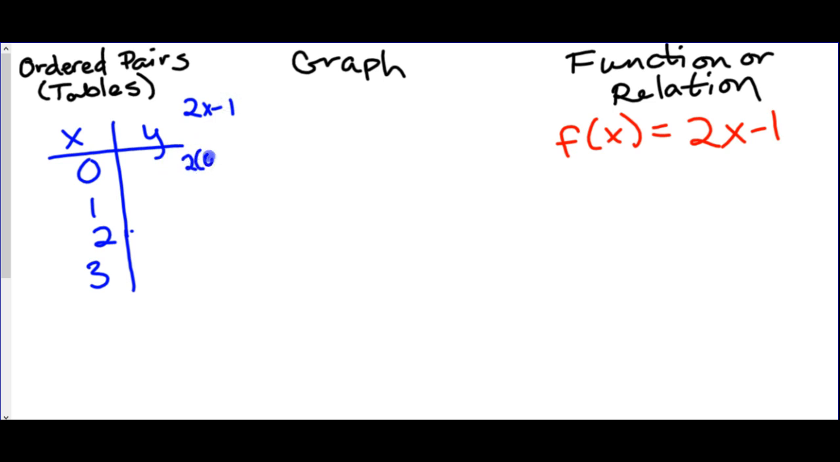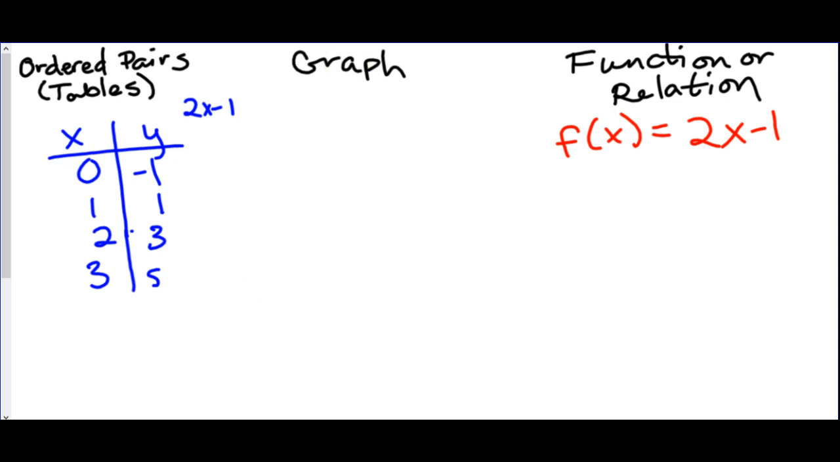I'd plug in 0 where I see x, and then I'd simplify. 2 times 0 is 0, minus 1 is negative 1. Then we do it again. 2 times 1 is 2, 2 minus 1 is 1. 2 times 2 is 4, 4 minus 1 is 3. And then last one, 2 times 3 minus 1. Sorry, I did not mean to put a divide line there. Is 6 minus 1 or 5. So now we have our table.